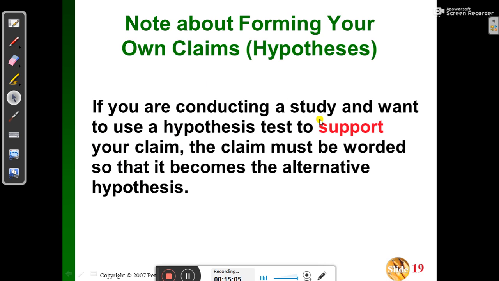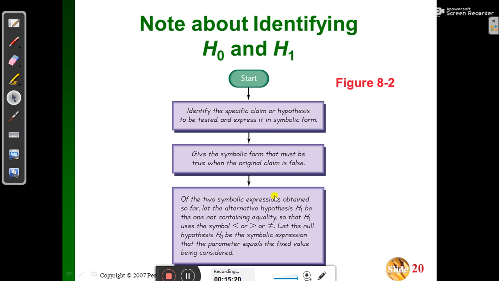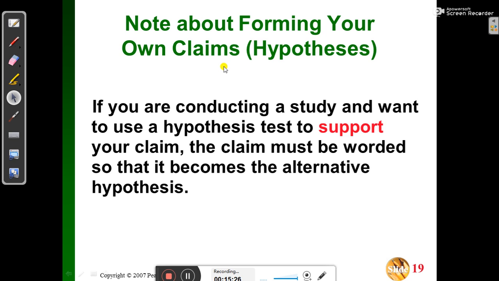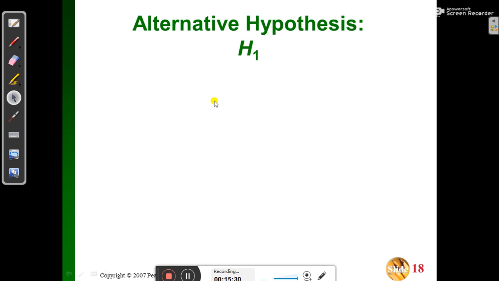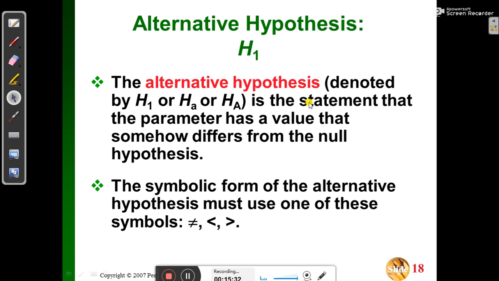If you are conducting a study and want to use a hypothesis test to support your claim, the claim must be worded so that it becomes the alternative hypothesis. So your wording of the claim should be such that it becomes the alternative hypothesis. Note about identifying H0 and H1. Here H1 is the alternative hypothesis, H0 is the null hypothesis, or we can say HA also in case of the alternative hypothesis.